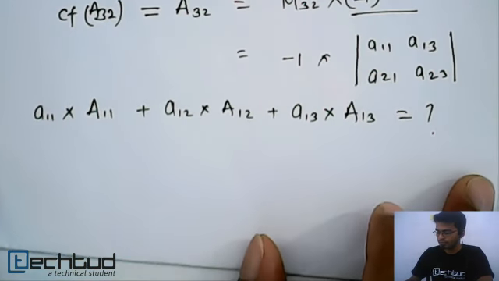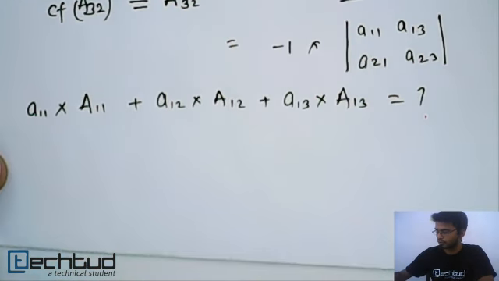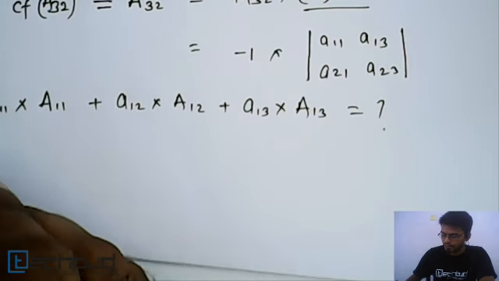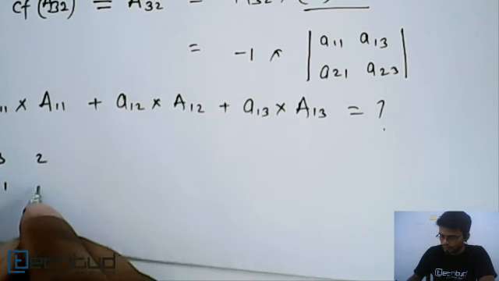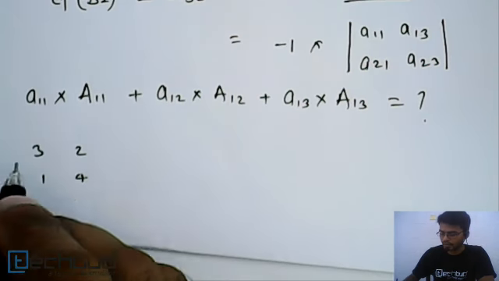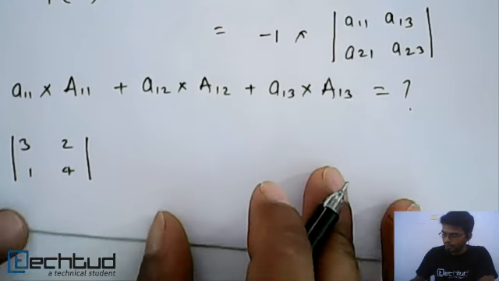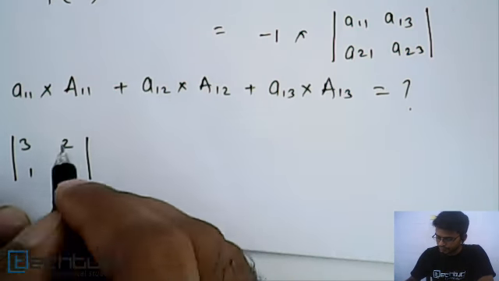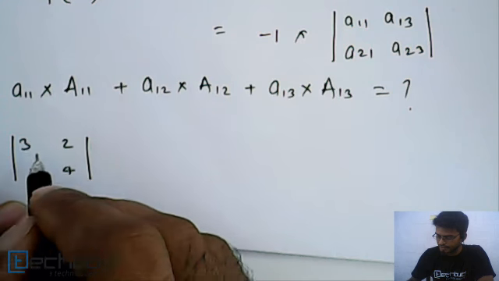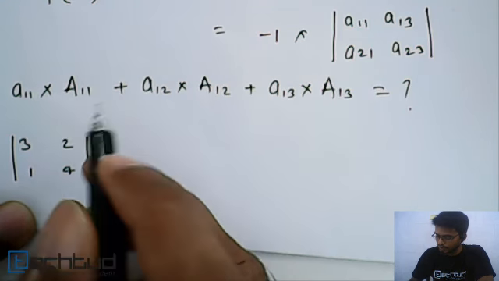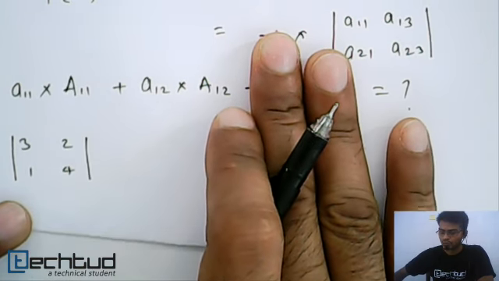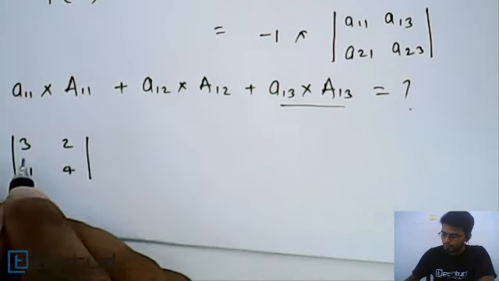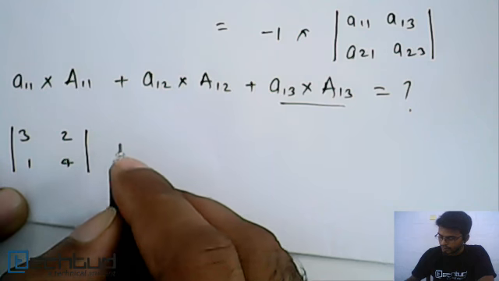What will be the value of this? Well, I hope you know this, but let's try to figure it out. Let's take a simple example: 3, 2, 1, 4. This is the determinant we have. Now let's evaluate this expression for this determinant. As this determinant is 2 cross 2, we will have only up to A12. So let's find out.